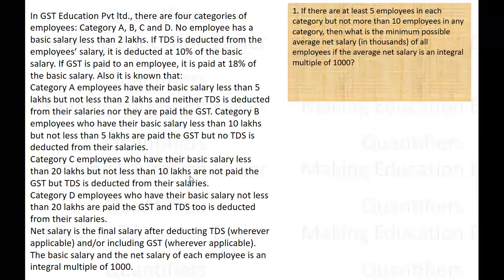The first one says, if there are at least 5 employees in each category but not more than 10 employees in the category, then what is the minimum possible average net salary of all the employees if the average net salary is an integral multiple of 1000 again.